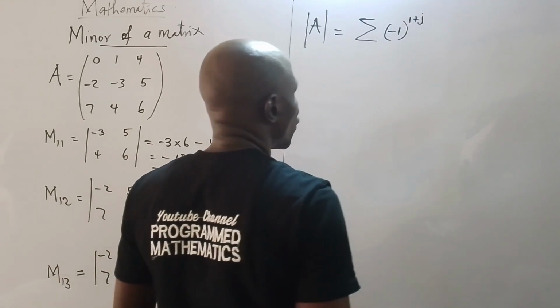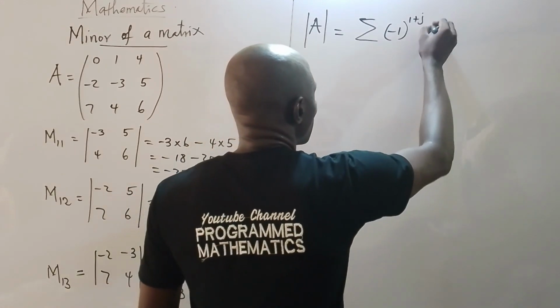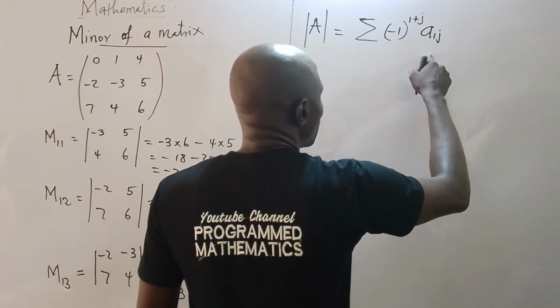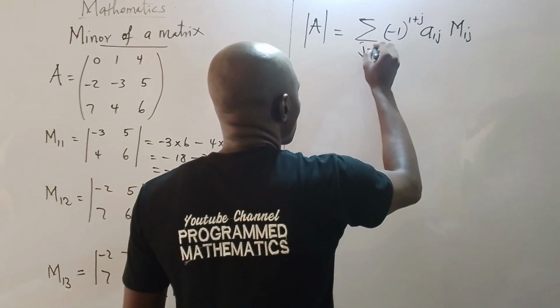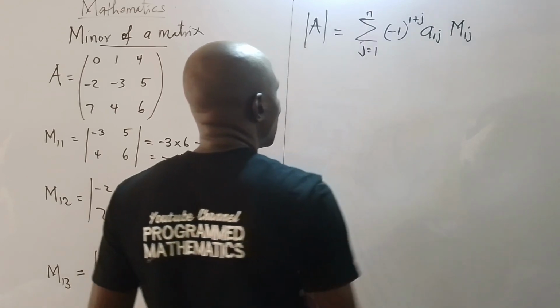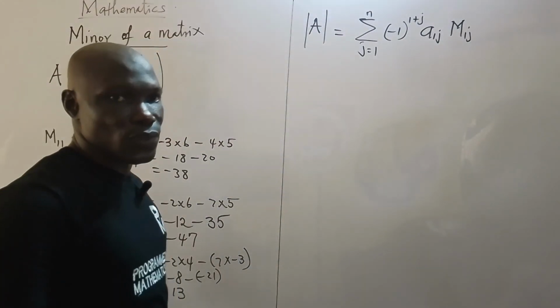I will tell you what that 1 is. Okay, then A1j, then M1j. J starts from 1 to n. N is the number of columns.